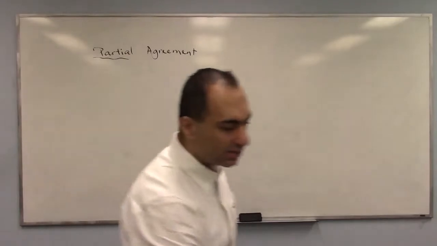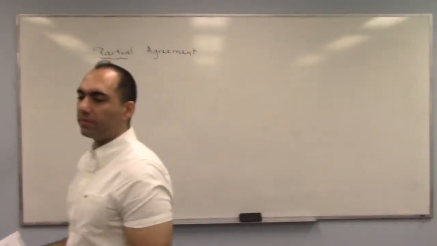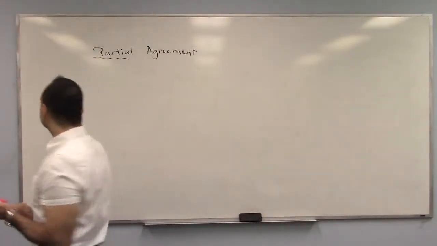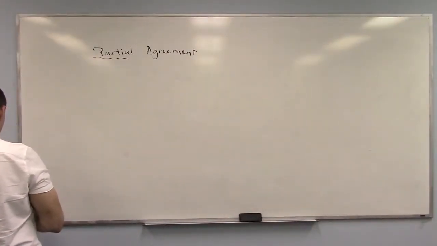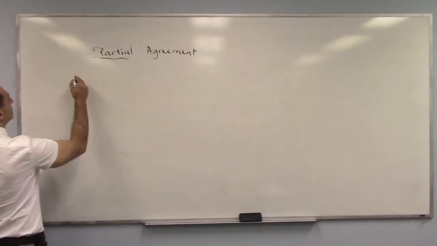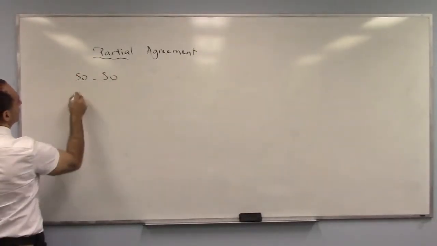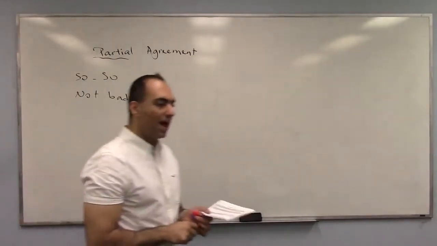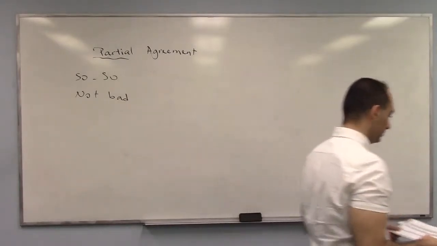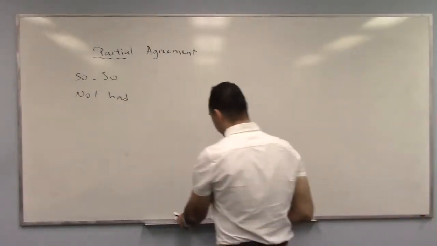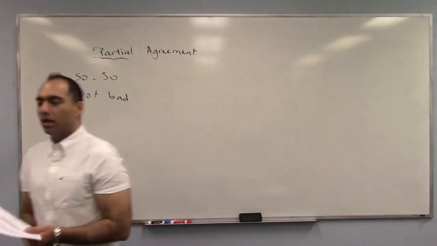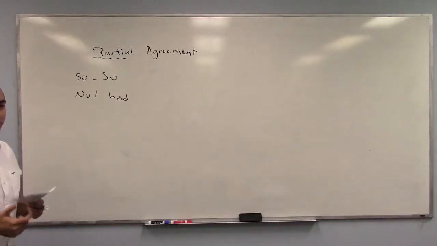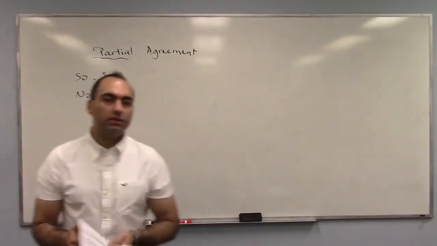Sometimes when I ask you something, not about agreement, but how are you feeling? How was the test? So-so. So when you say so-so, what does so-so mean here? Not good, not bad, not so bad, not too bad. These are partial, but not about agreement. So-so is not about agreement, right? I can't say, do you agree? And you say so-so.